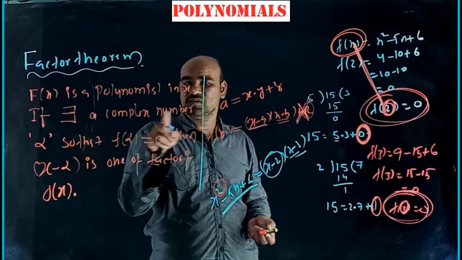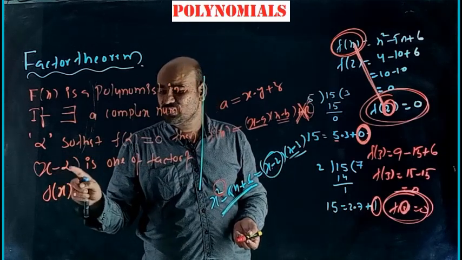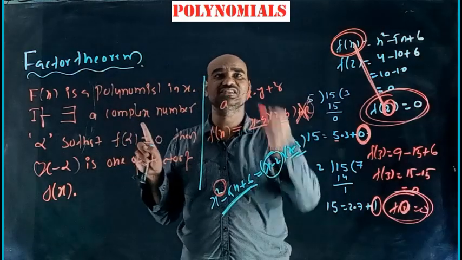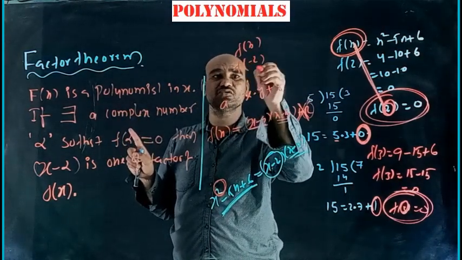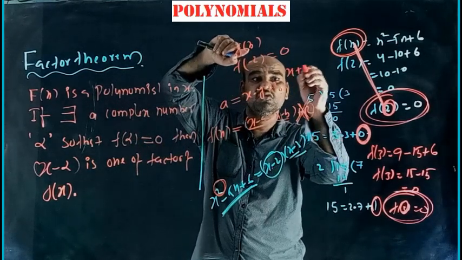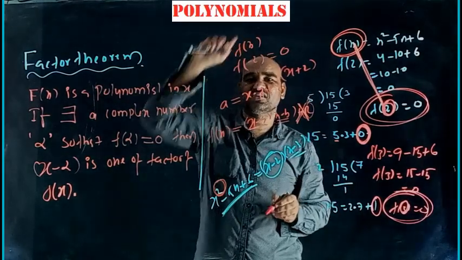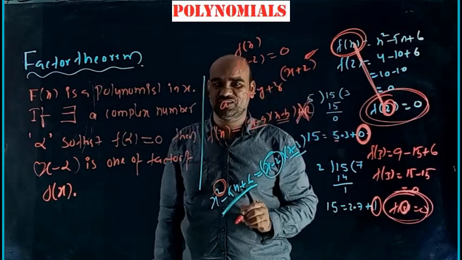If there exists a complex number alpha so that f of alpha equals 0, then you can say that x minus alpha is one of the factors of f of x. Means f of x is a polynomial that is given. There exists a complex number minus 2 so that f of minus 2 equals 0, then you can say that x plus 2 is one of the factors of f of x. Don't confuse. X plus 2 is one of the factors of f of x.